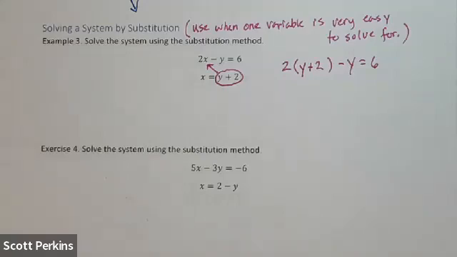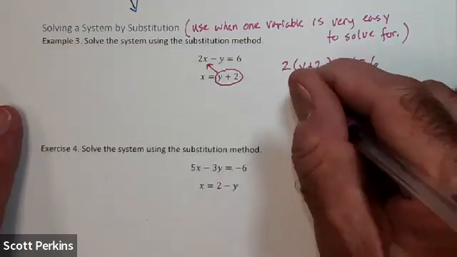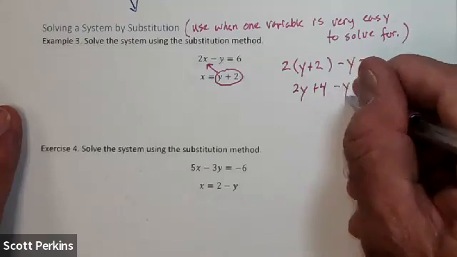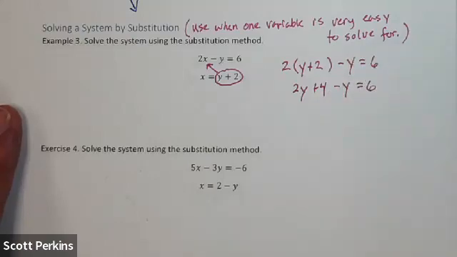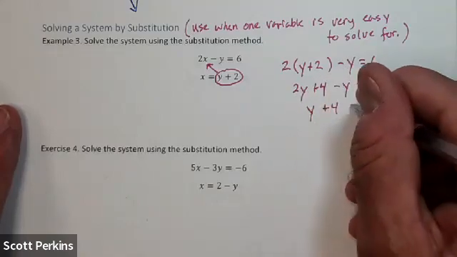And now I've got an equation with one variable. We learned how to solve this, or we reminded ourselves how to solve this first day of class. So I'm going to distribute. I'm going to collect my like terms. I'm going to come up with my value. So here we go. When I distribute 2 times y plus 2, I've got 2y. 2 times 2 is 4. Minus y equals 6. 2y minus y is 1y plus 4 equals 6.